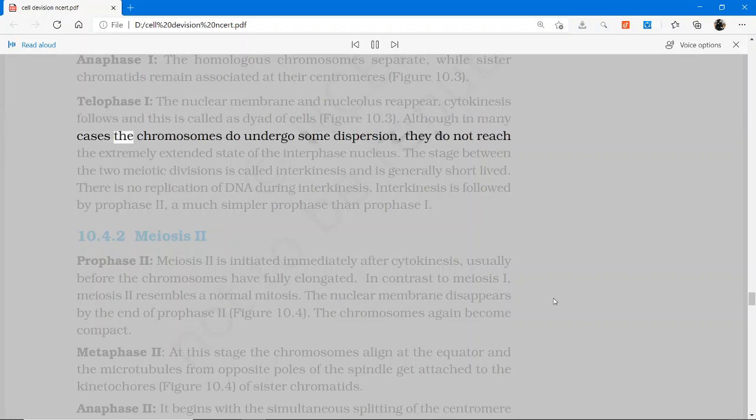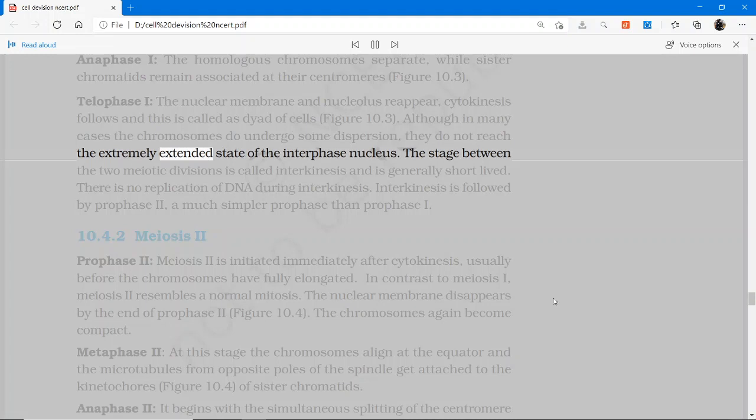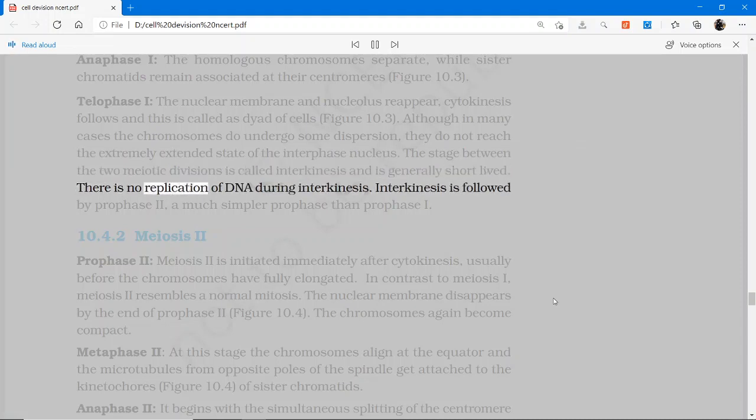Although in many cases the chromosomes do undergo some dispersion, they do not reach the extremely extended state of the interphase nucleus. The stage between the 2 meiotic divisions is called interkinesis and is generally short-lived. There is no replication of DNA during interkinesis. Interkinesis is followed by prophase II, a much simpler prophase than prophase I.